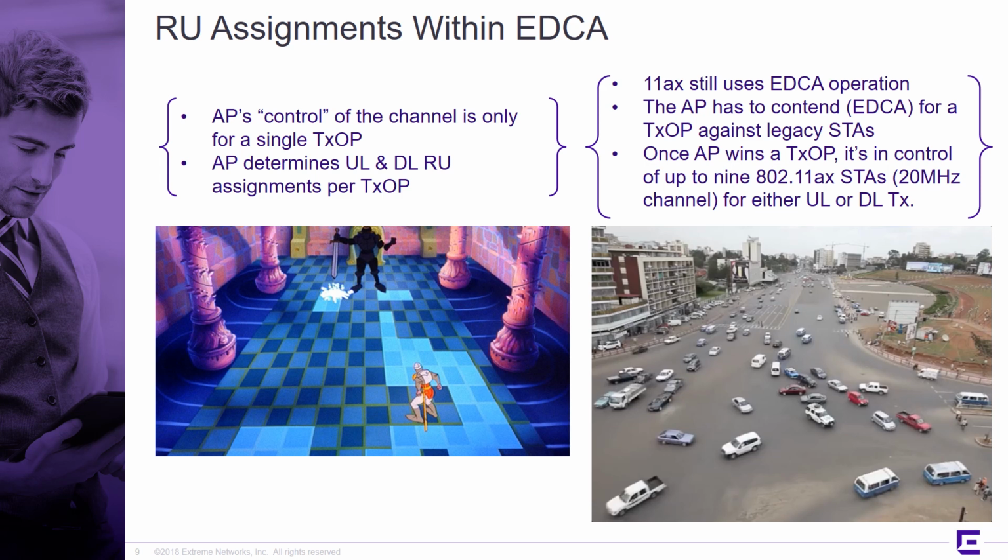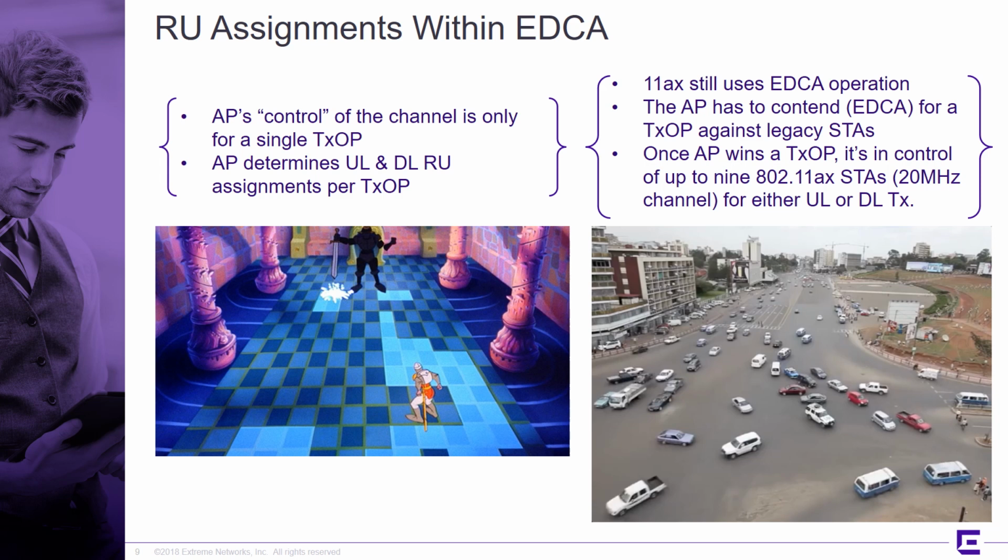Now on the right side, we've got a giant intersection. This represents EDCA. It's still a free-for-all. It's still a competition. The only real difference here would be if we had a large bus going through. So once the bus figured out how to get through the intersection, it would take lots of clients with it, uplink or downlink. And so it would be a limited determinism within EDCA.